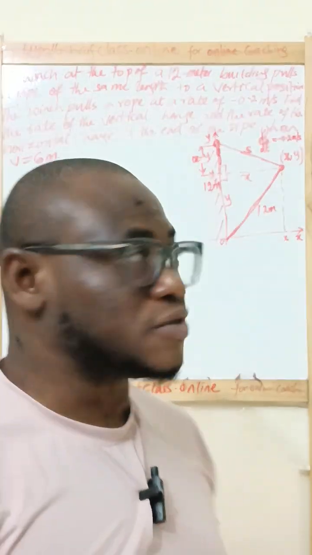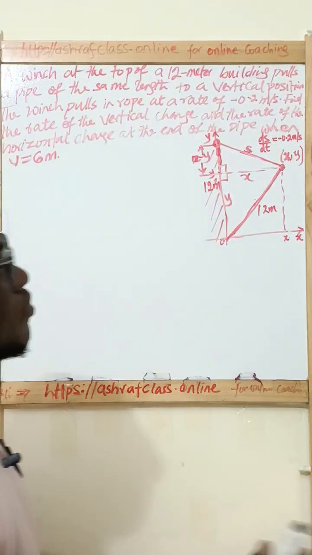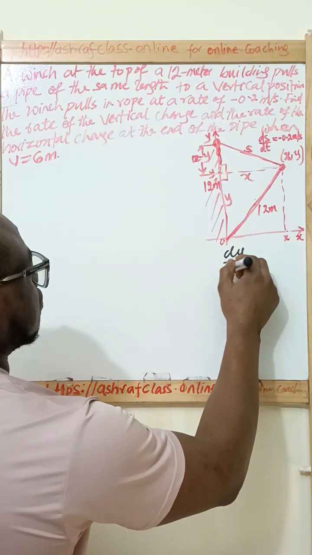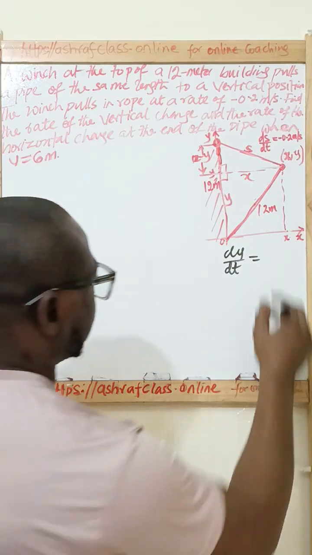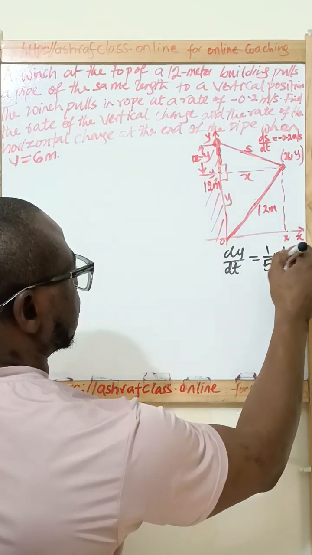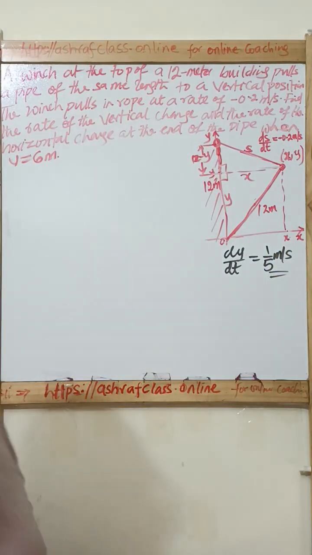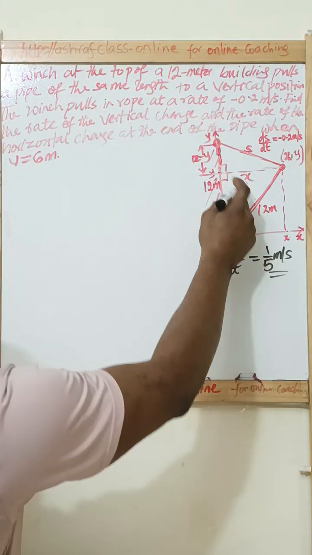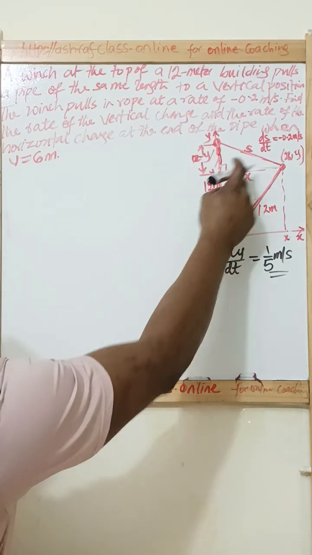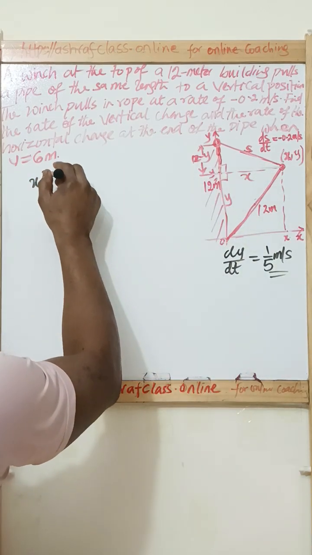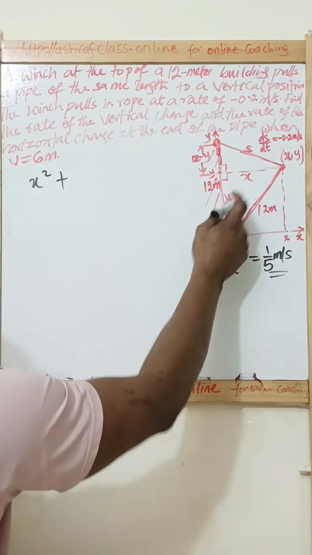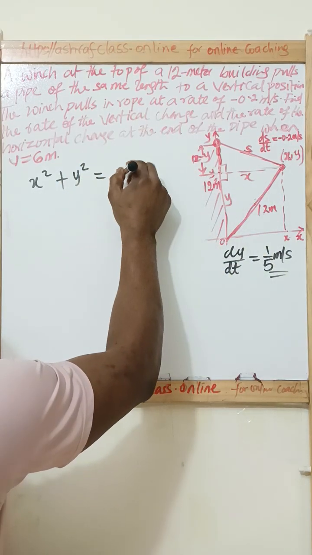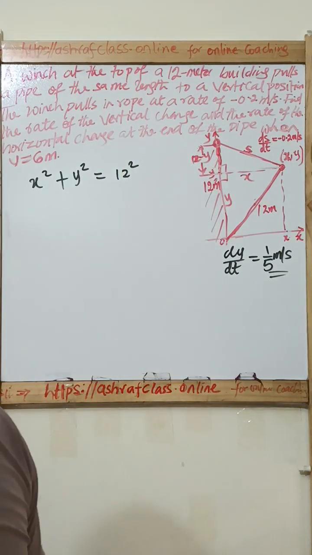Okay, so the B part of the question, which is finding the dx dt. We already found the dy dt to be 1 over 5 meters per second. So we need to find the dx dt. To find the dx dt, you can still use this expression, the Pythagoras theorem for this one. x squared plus y squared is equal to 12 squared. Okay, we can still use this.